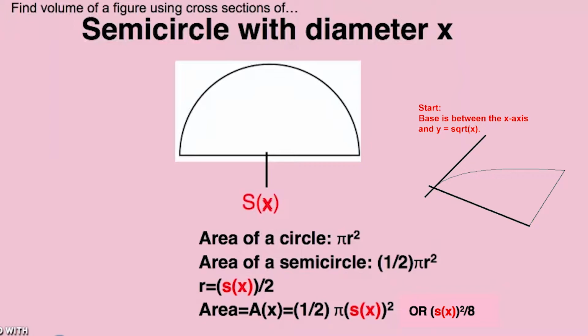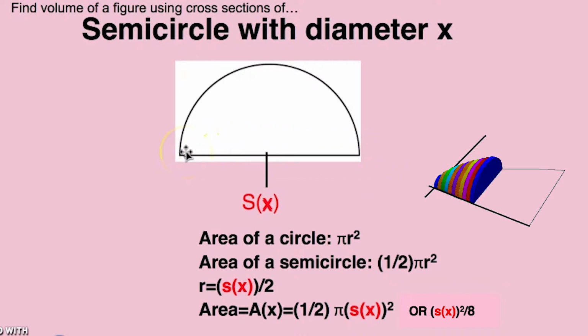Now we'll be solving for a semicircle with a diameter of x. So we know that a typical circle has a diameter, which is right here. We know the diameter has a radius, which is 1/2 the diameter. So we will therefore call the diameter s of x.